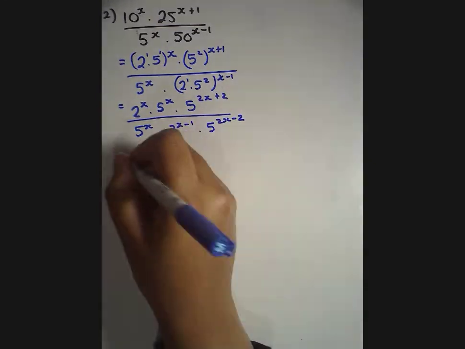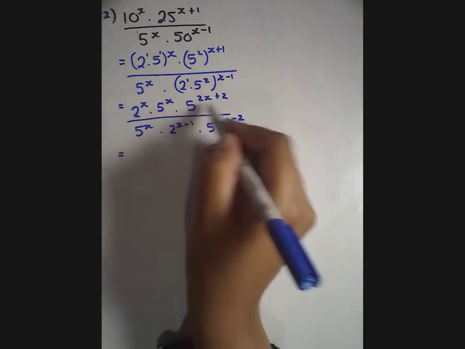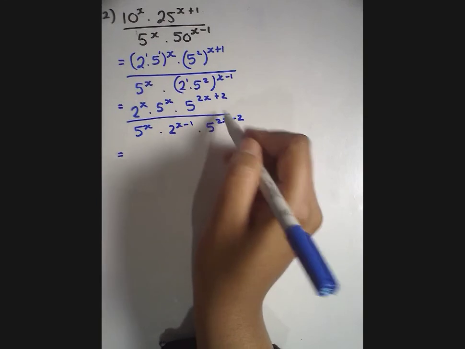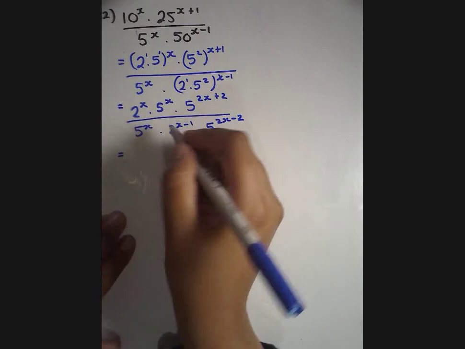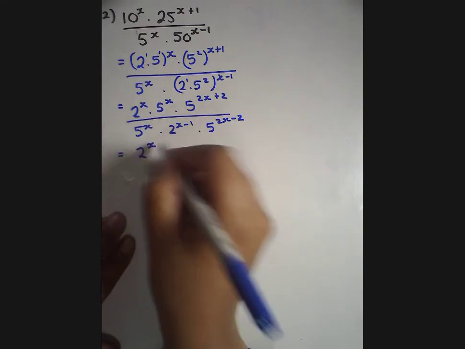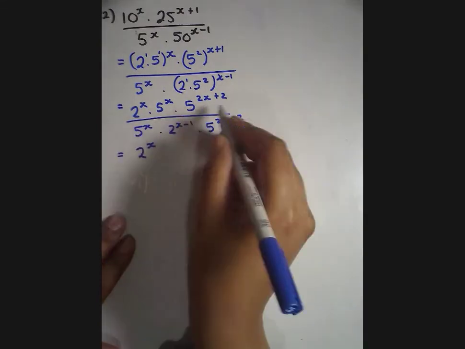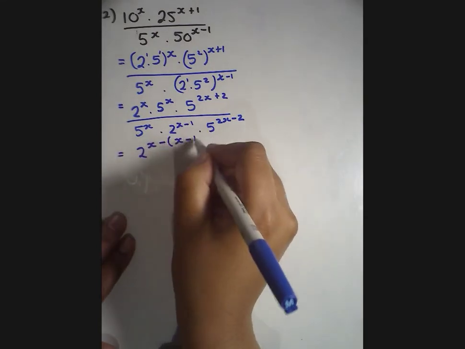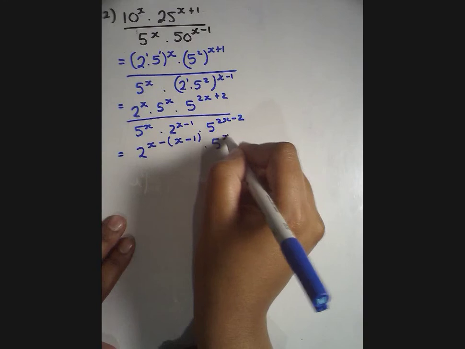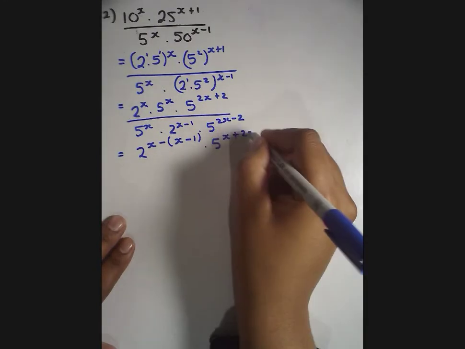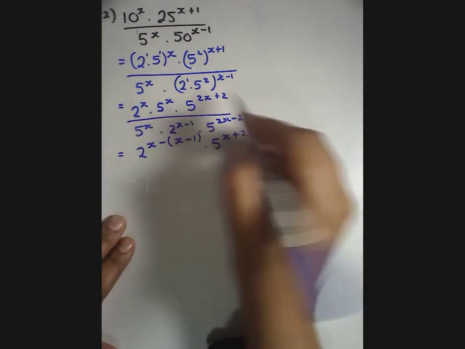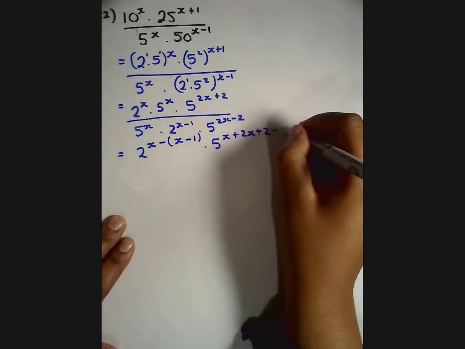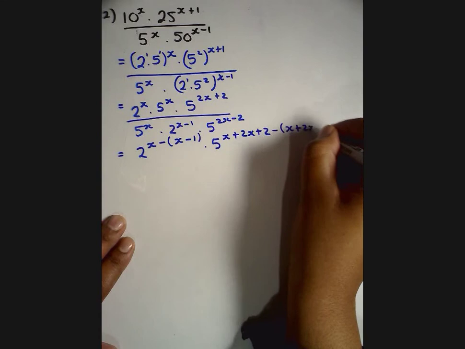Once you come to this step here, remember, on top, if you are multiplying, you are adding the exponents. When you are dividing, you are subtracting the exponents. So you find the same prime bases. So 2 to the power of x, then there's nothing on top, so you're going to minus, because division. So minus, open brackets, x minus 1. For 5, you're going to say x plus 2x plus 2, because it's multiplication, so you're adding the exponents. But then in this division, you are subtracting. So minus x plus 2x minus 2.